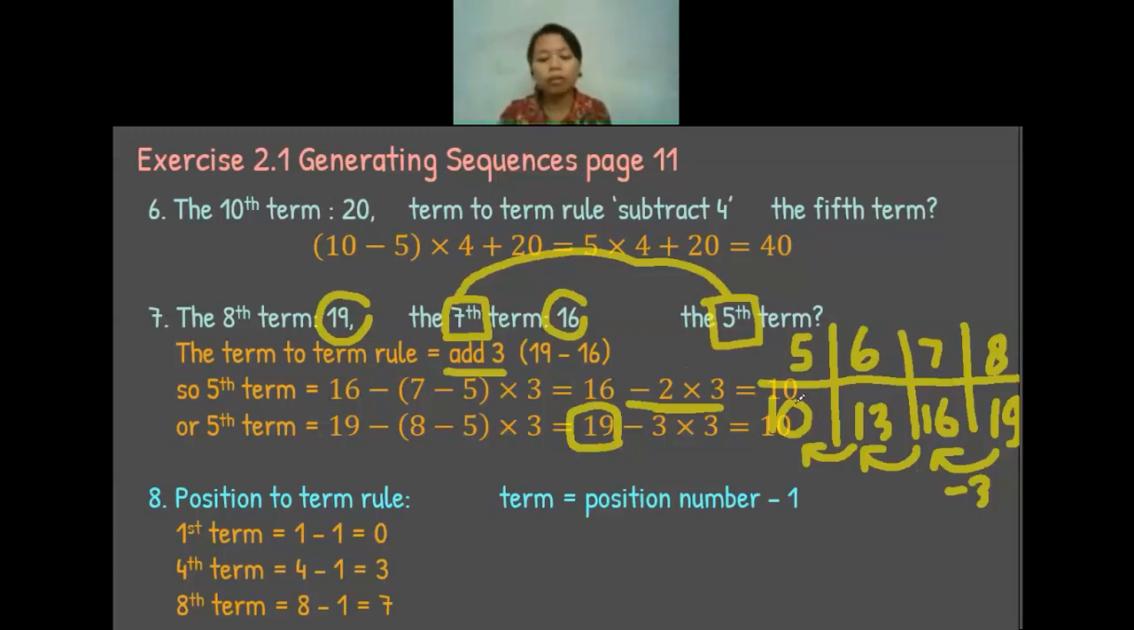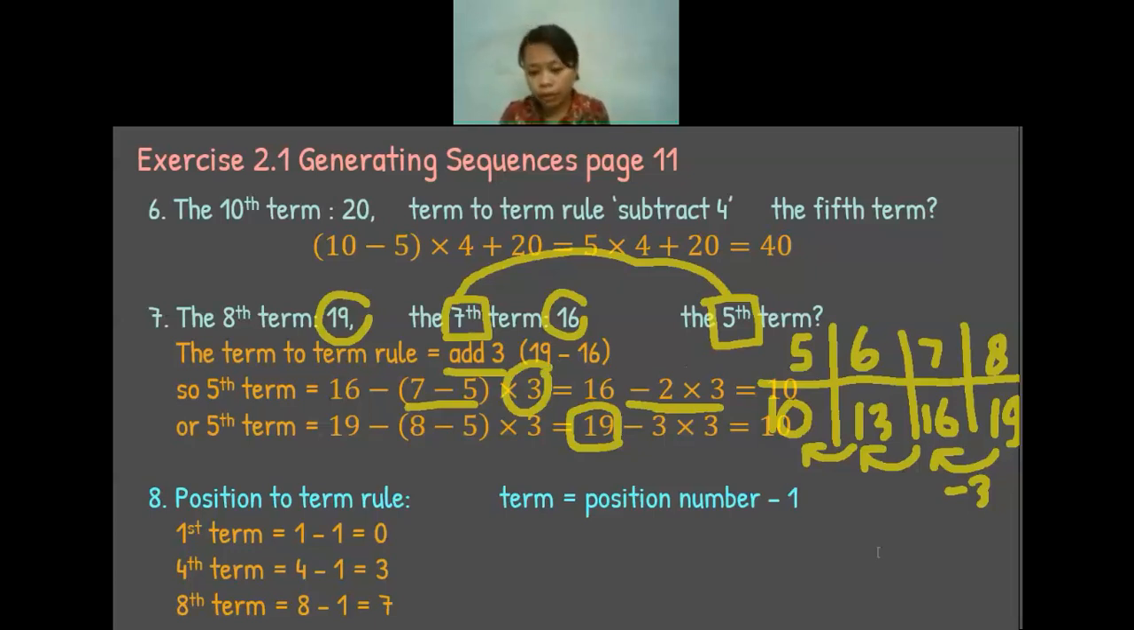No. Yeah, same thing. The algorithm: I find the difference between the two terms that are given and the unknown. For the given, maybe I can take the 7th, so 7 minus 5. 7 minus 5, I multiply with the term to term rule given, which is 3. After that, because it is the 5th term, the number will be smaller than 16. So the result I will use to subtract from 16.